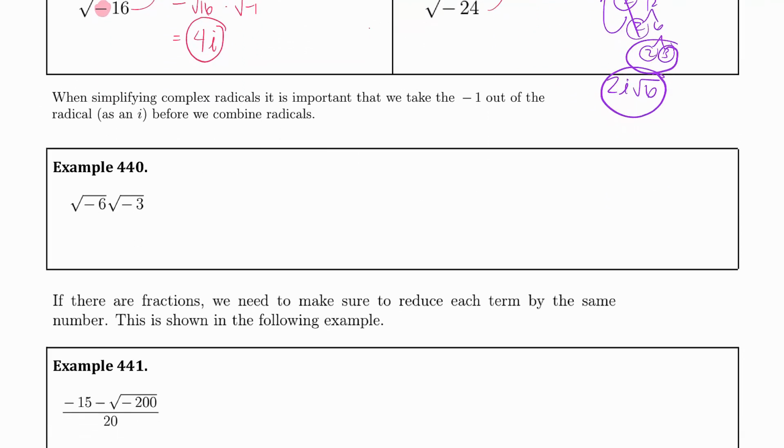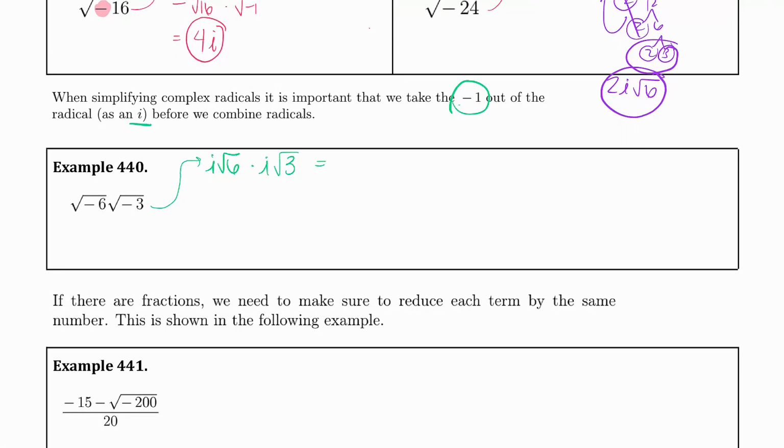All right, and then example 440, it says when we're simplifying complex radicals, it's important that we take the negative 1 out of the radical as an i before we combine the radicals. So what this means is if I simplify this, the square root of negative 6 is really i square root of 6, times the square root of negative 3, which is really i square root of 3.